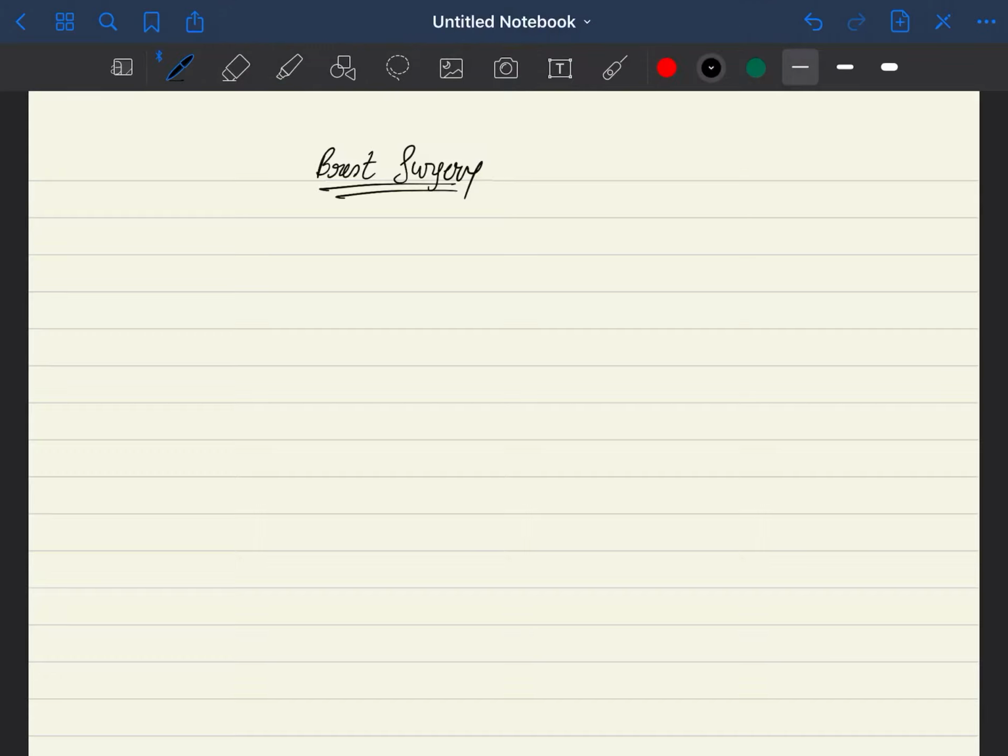Hello guys, today we are going to talk about breast surgery. In this chapter I am going to tell about basic anatomy, the importance of the lymph nodes and when to remove and when not to remove the lymph nodes. Also various types of breast surgeries. I am going to explain as simply as I can. I am also a medical student, so let's start.